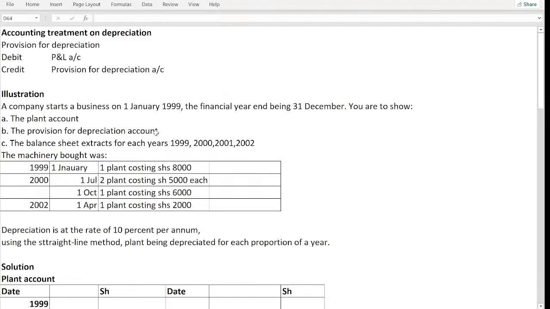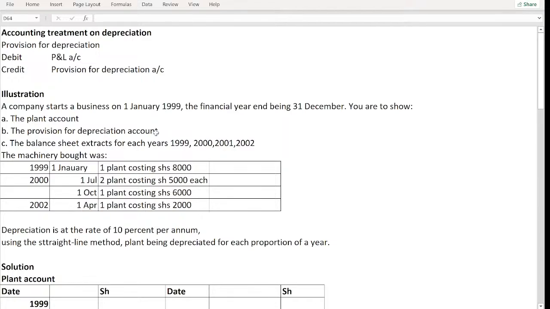So the first example that you can look at is about the accounting treatment of depreciation. I've discussed that, but I'd like to look at one example. When we are accounting for depreciation, there is an account that we introduce called provision for depreciation. So we have to debit the P&L account and we credit the provision for depreciation account. So that is another account that we introduce during depreciation. So let's look at the illustrations.